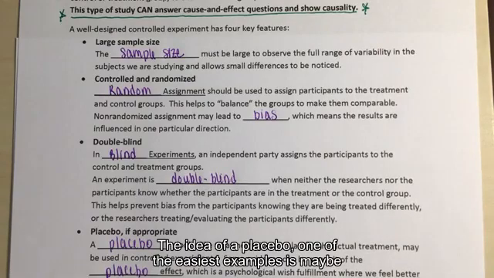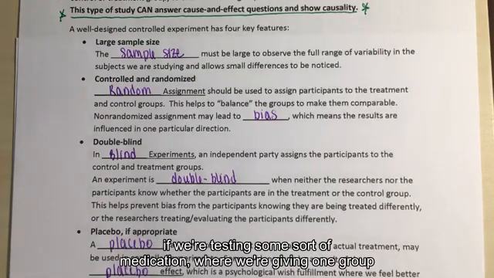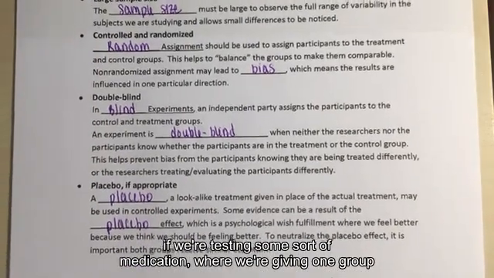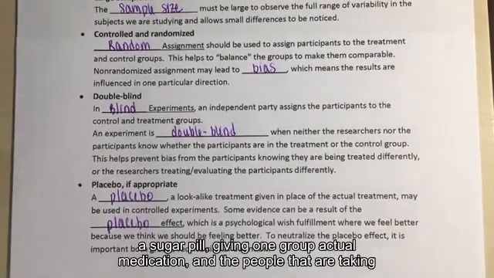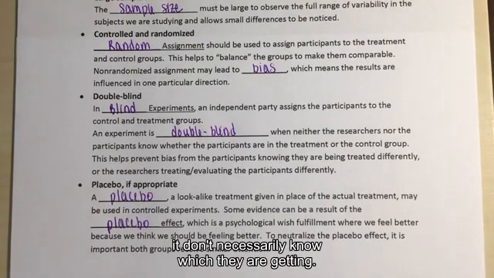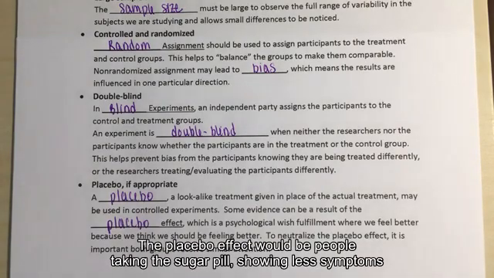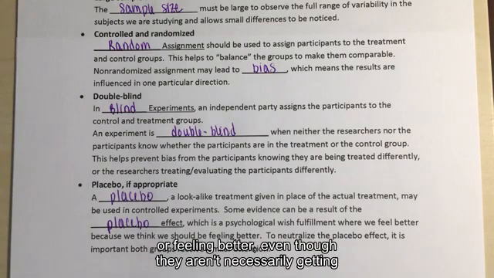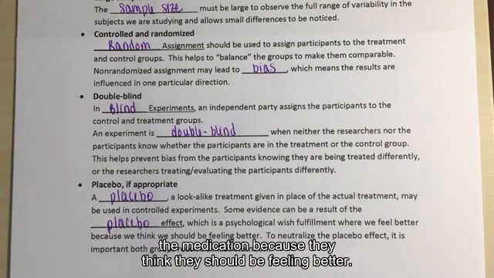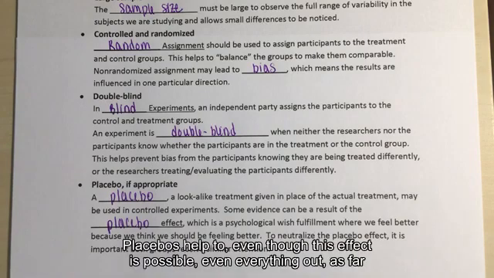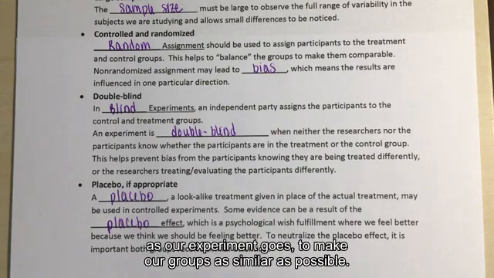So the idea of a placebo, one of the easiest examples is maybe if we're testing some sort of medication, right, where we're giving one group a sugar pill, giving one group actual medication, and the people that are taking it don't necessarily know which they are getting. Right? The placebo effect would be people taking the sugar pill, showing less symptoms or feeling better, even though they aren't necessarily getting the medication because they think they should be feeling better. Right? But even though this effect is possible, placebos help to even everything out, and so as far as our experiment goes, to make our groups as similar as possible.